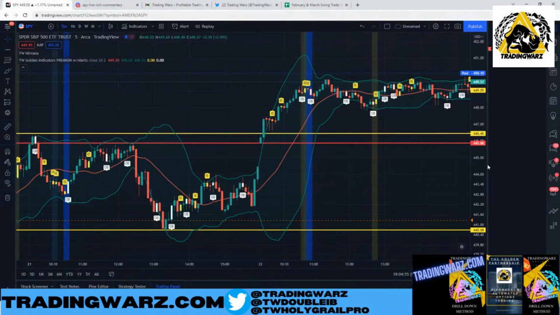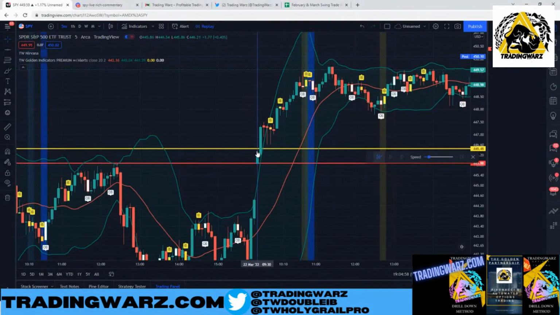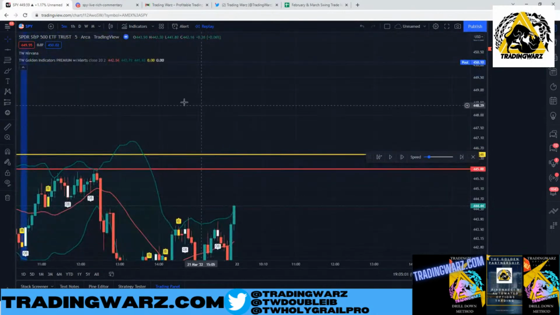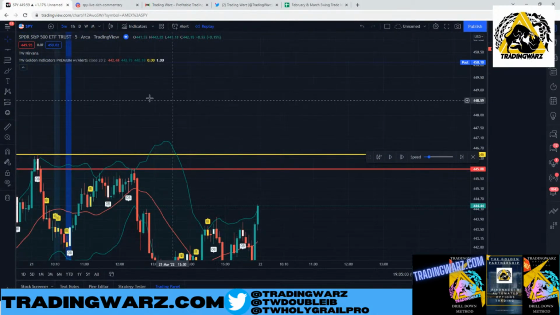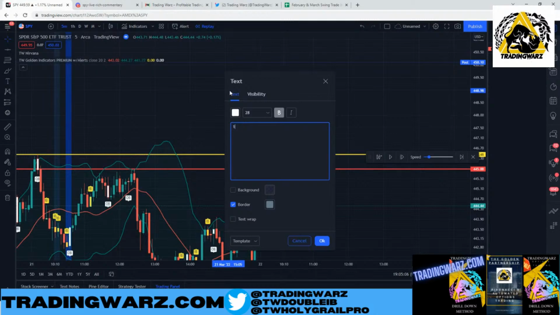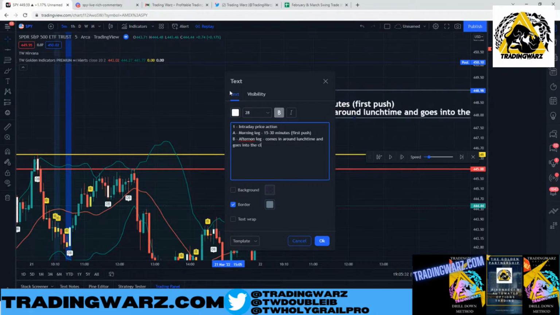So now we're going to focus on the Fibonacci. I'm going to hit the replay so I can show you this in detail. In terms of intraday price action, there's always going to be a morning leg, and this is usually 15 to 30 minutes. It's the first push, and then we have B, the afternoon leg, which comes in around lunchtime and goes into the close.